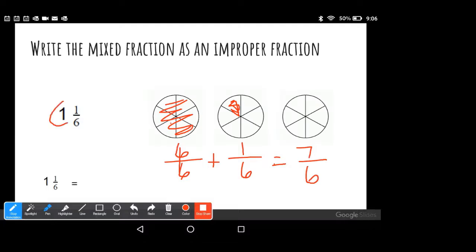So all in all, I have 7/6. This 1 gives me 6 out of 6, plus the 1/6. So if you think about it like that. There's also a mathematical way. People do 6 times 1 is 6, plus 1 is 7. That is kind of an advanced thing. So if it makes sense to you, you do 6 times 1 plus 1, and that'll give you your number. And then the denominator stays the same all the time. So 1 and 1/6 is the same as 7/6.